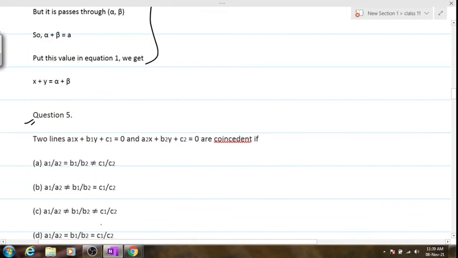So what do you think? Option number Delhi is the answer. The condition for lines to coincide, lying on top of each other, is given by A1 by A2 equals B1 by B2 equals C1 by C2. I hope this is clear to everyone. This is a standard thing which I have already done in your class 10th.